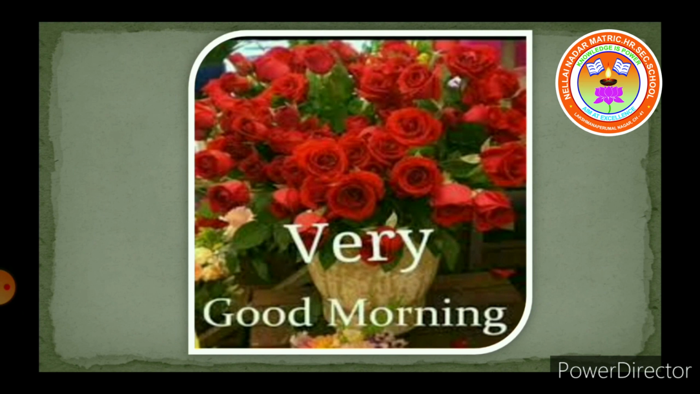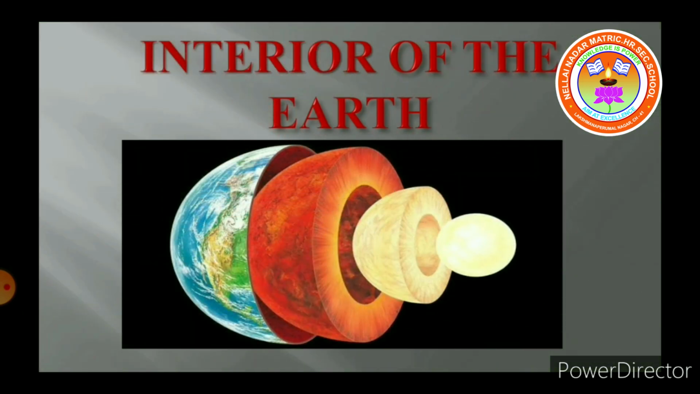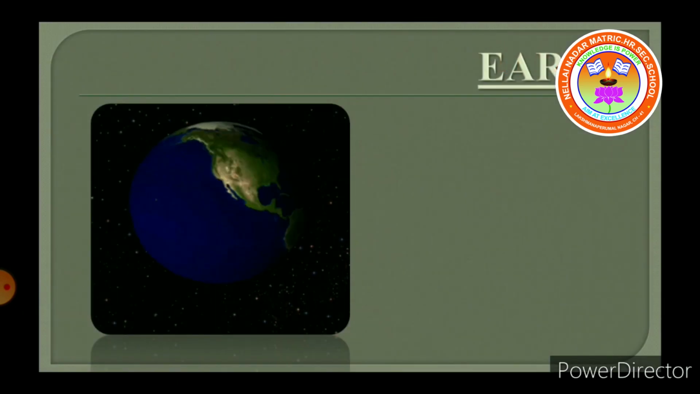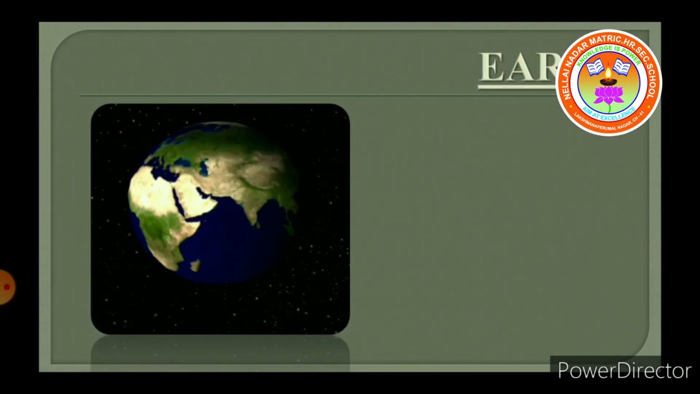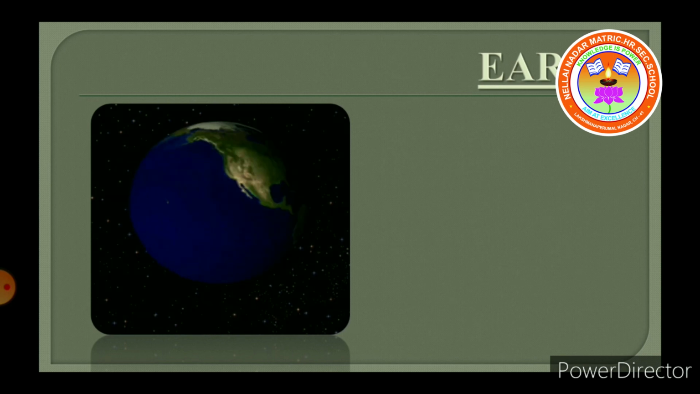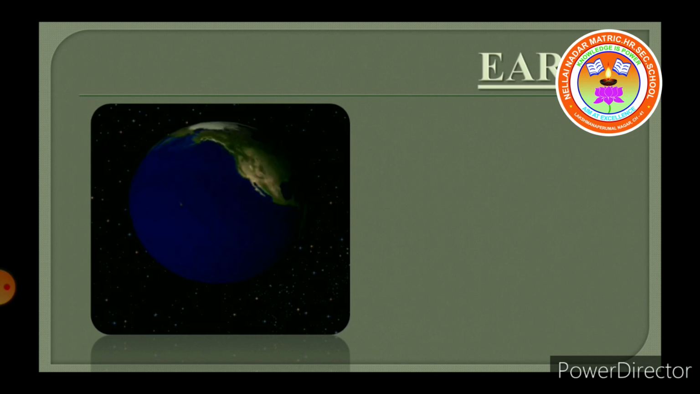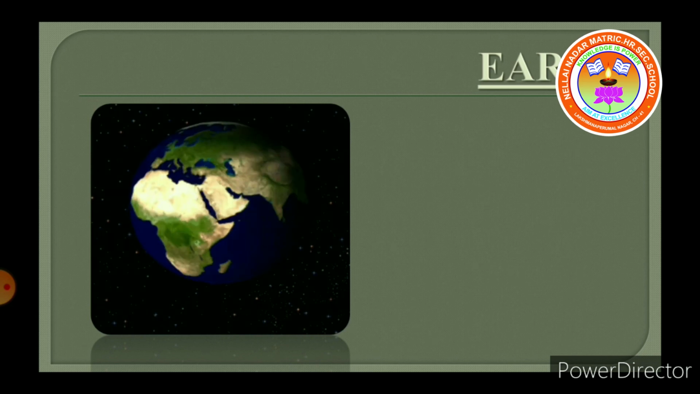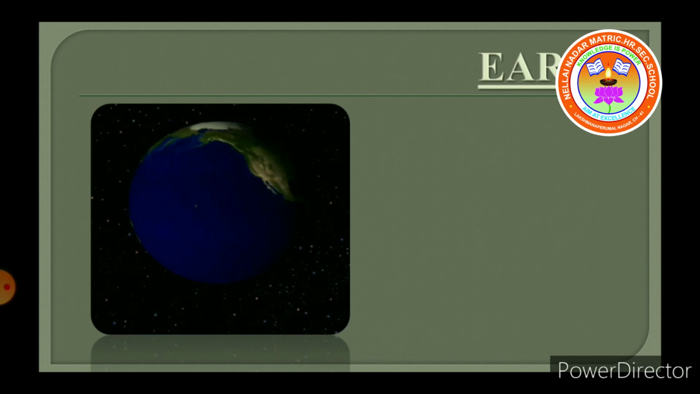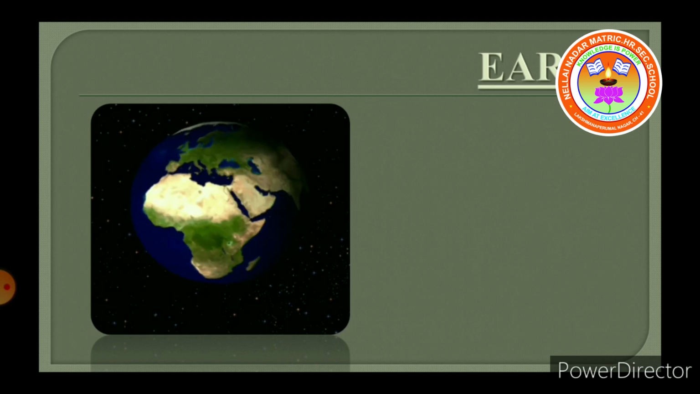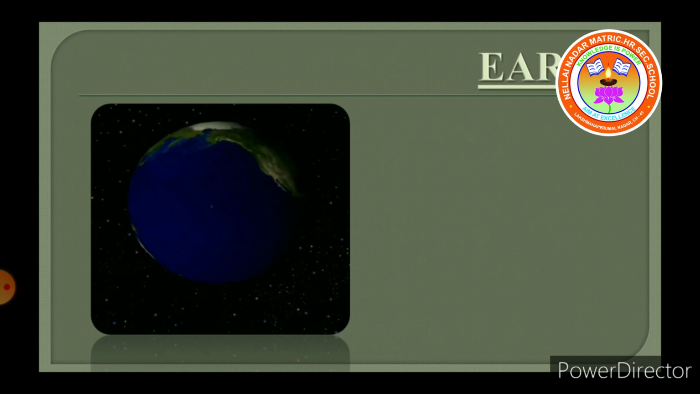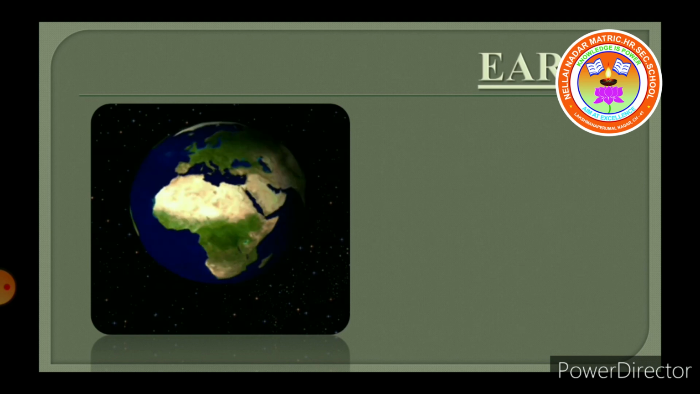Okay. Today we move on to the lesson Geography, Unit 1, Interior of the Earth. The Earth is our homeland. All of you know we are living on the Earth. Earth is the third planet in the solar system. It's a dynamic planet. Earth is called the blue planet. Why? Because 71% of the earth is covered by water.